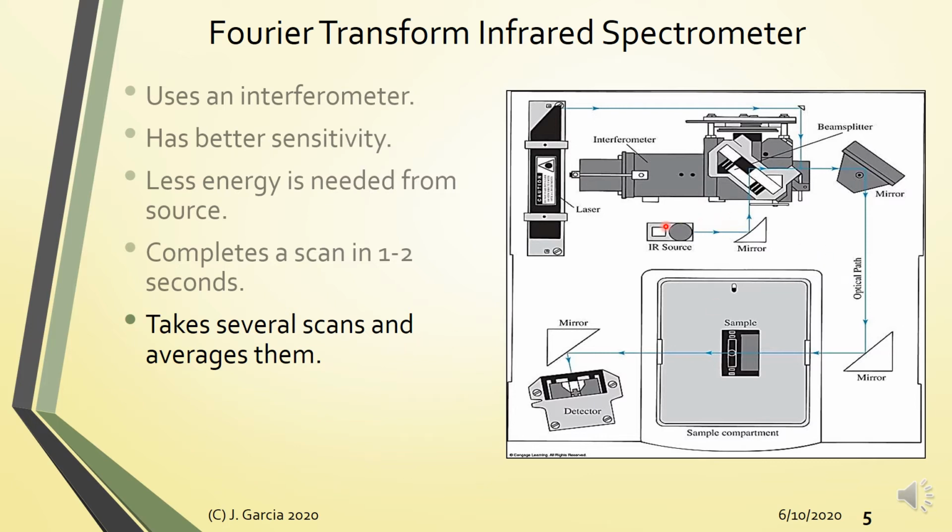By the way, the light source for an FTIR is usually a ceramic light source, usually silicon carbide. Tungsten may also be possible, but usually silicon carbide is what is used.